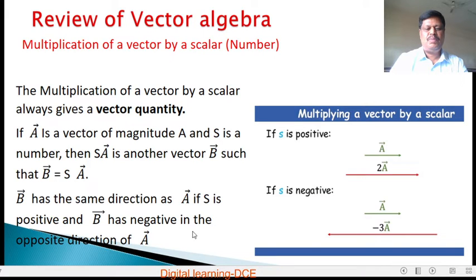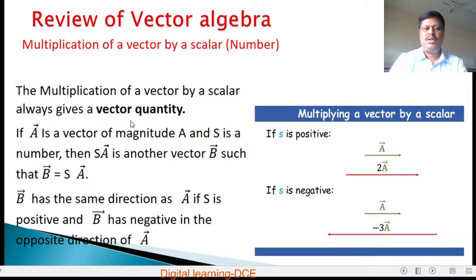Suppose s is negative, then b is in the opposite direction of a. Here is vector a, but s is minus 3. Then the direction of the new vector b is opposite to a. This is vector a in the right direction, but the new vector b equal to minus 3a is opposite to the vector a, and its magnitude increases 3 times in the opposite direction.